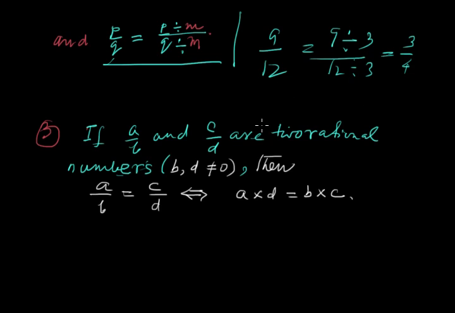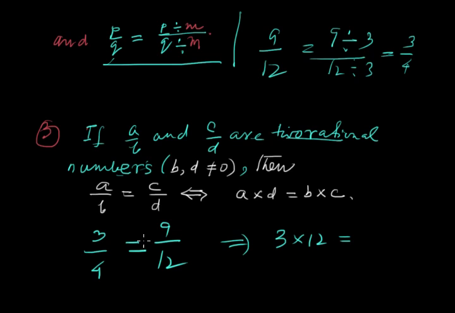So that is equivalent. The last property is: if a by b and c by d are two rational numbers where b and d are non-zero, because something divided by 0 is undefined, then a by b equals c by d implies that a into d equals b into c. For example, 3 by 4 is equal to 9 by 12. Now if you multiply 3 into 12, it comes to 36, and 9 into 4 is also 36.